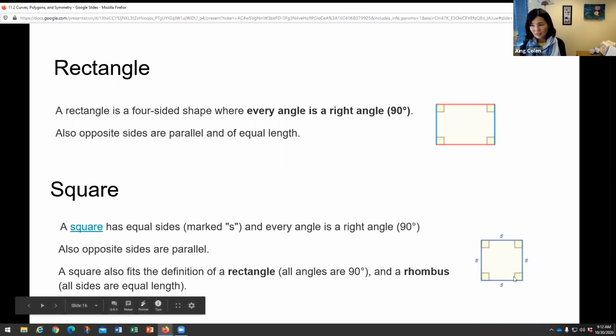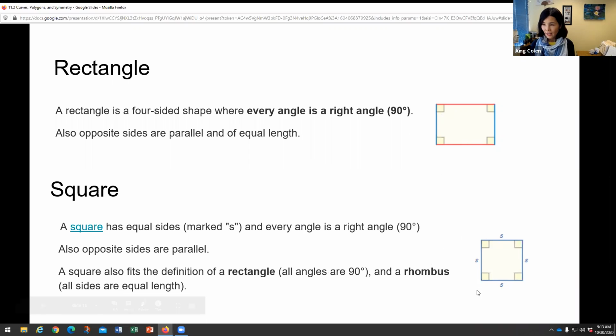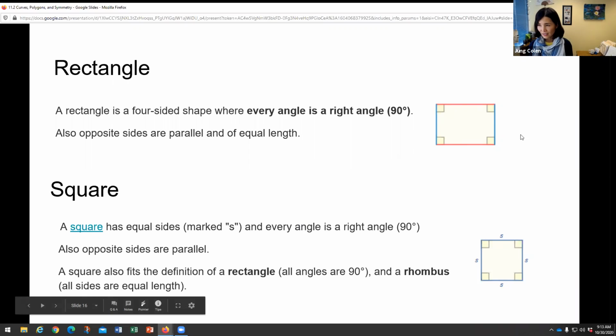But take a look at this. Are all squares rectangles? Yeah, all squares have to have 90 degrees on all 4 corners, right? All 4 angles have to be 90-degree angles. So it is a rectangle. So all squares are rectangles, but not all rectangles are squares. Make sense? Okay.